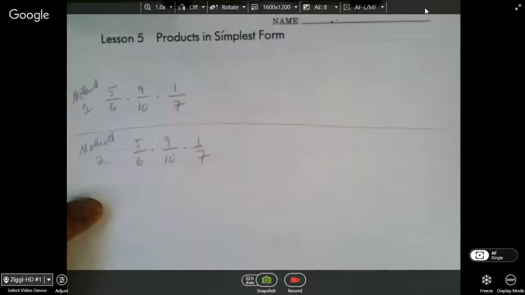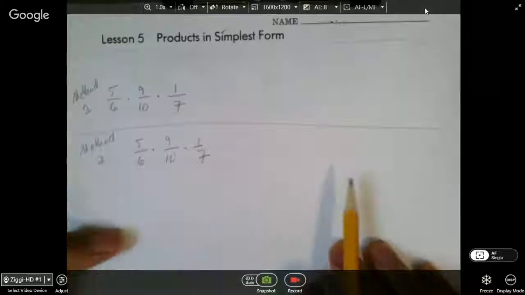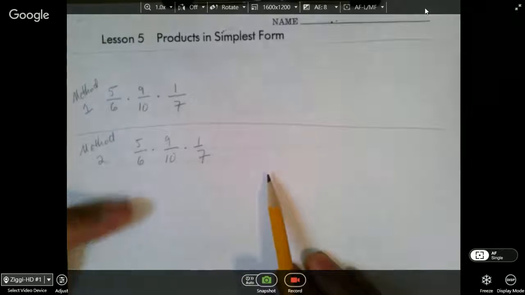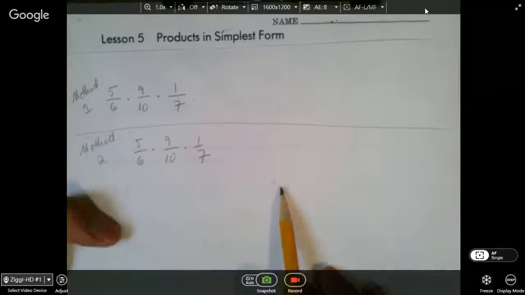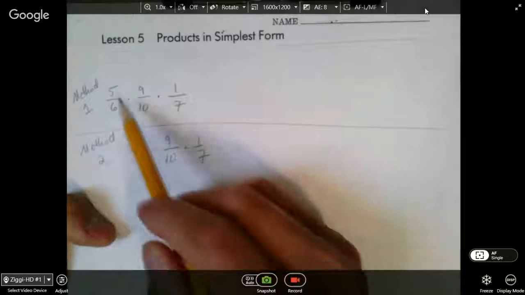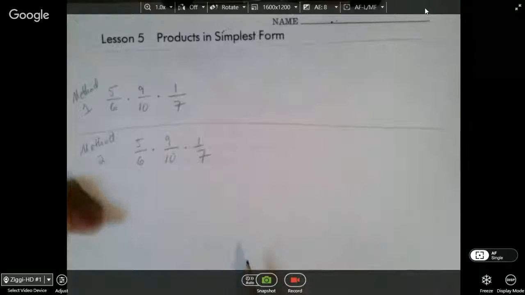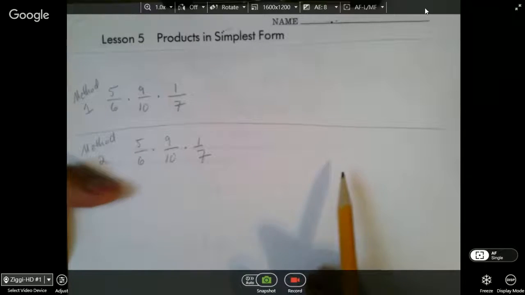Okay, our next lesson in this review of fractions is products in simplest form. Products just means the result when you multiply. I am going to show you two different ways that you can do this. The first way is to look at the fractions that you're multiplying and try to simplify from the beginning.